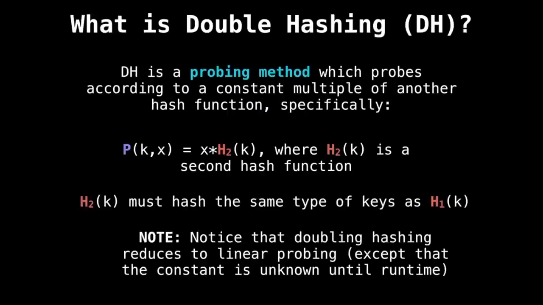So here's an important note. h2 of k must hash the same type of keys as h1 of k. So if your key is a string, then h2 of k must hash strings. If h1 of k hashes integers, then h2 of k must also hash integers. Here's a note I put at the bottom: notice that double hashing actually reduces to linear probing, except that the constant is unknown until runtime, because we dynamically compute it with h2 of k.